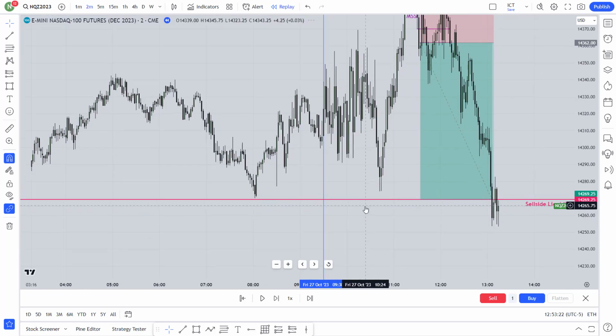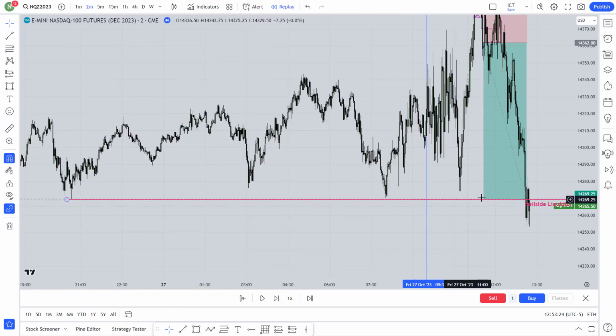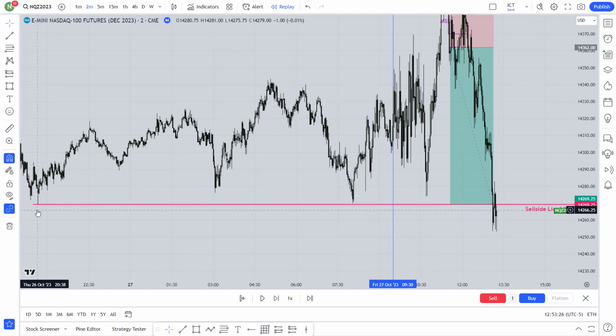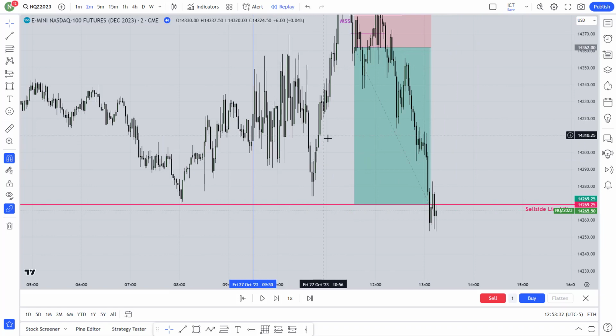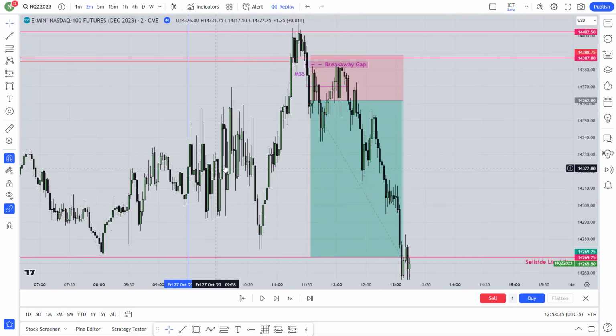Now, was that sell side clean or not? In my opinion, this is very clean sell side liquidity. There was no clean buy side liquidity over there, so I wasn't interested in taking any buys. After 9:30, when price was going higher, I was waiting to reach this fair value gap.